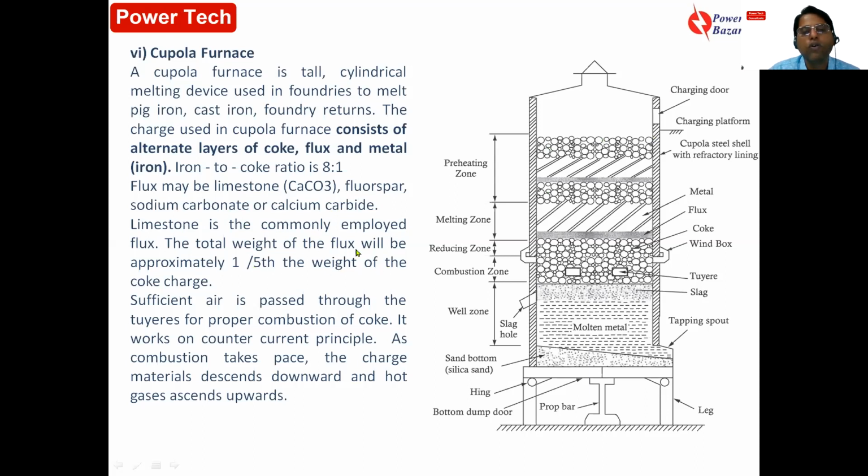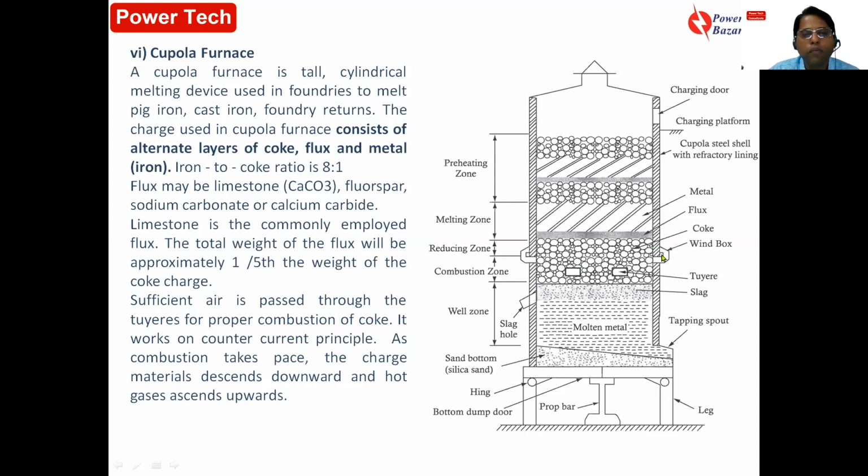Remember this ratio. Flux weight is normally 1/5 of the weight of the coke, whereas the iron to coke ratio is 8:1. So iron is 8, coke is 1. Based on these two ratios, these materials are charged. Now, sufficient air, hot air, is blown into the cupola furnace through these pipes.